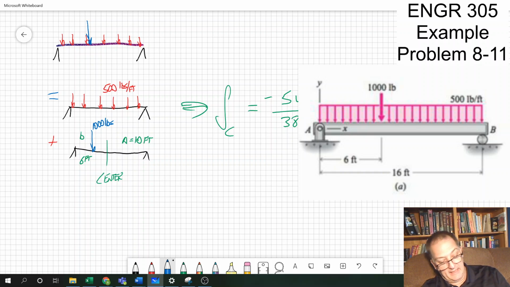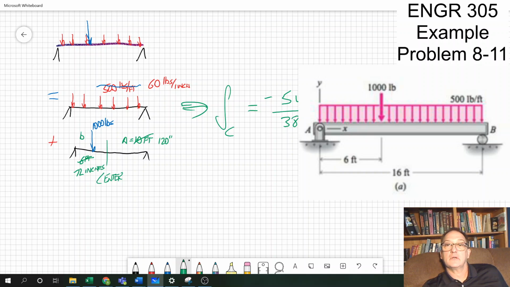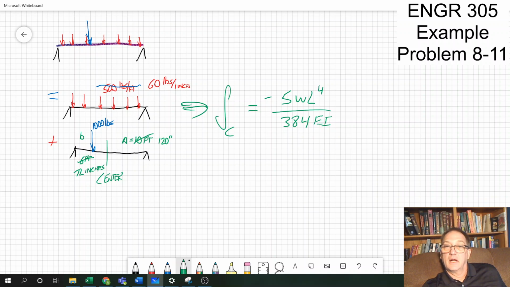So I'm going to change this load to 60 pounds per inch. And then I'm going to change 6 feet to 72 inches. And that to 120 inches. All right. That might help me a little bit. I've already got that one.